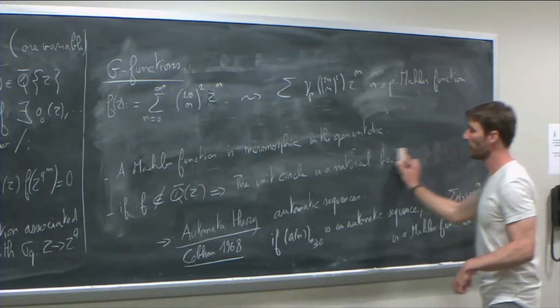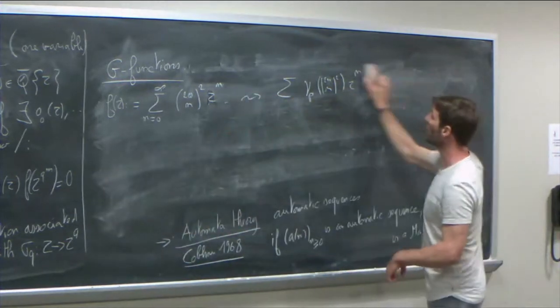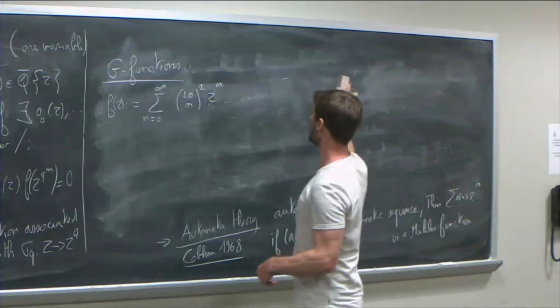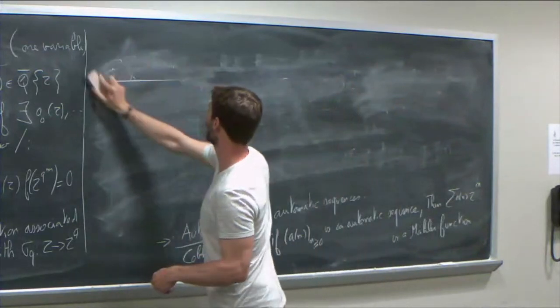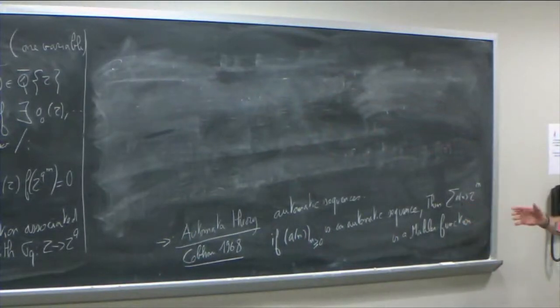Oh, I can give you an example. Is it guaranteed to be analytic? Because the number of values is finite. Okay. So the automaton has only a finite number of states.